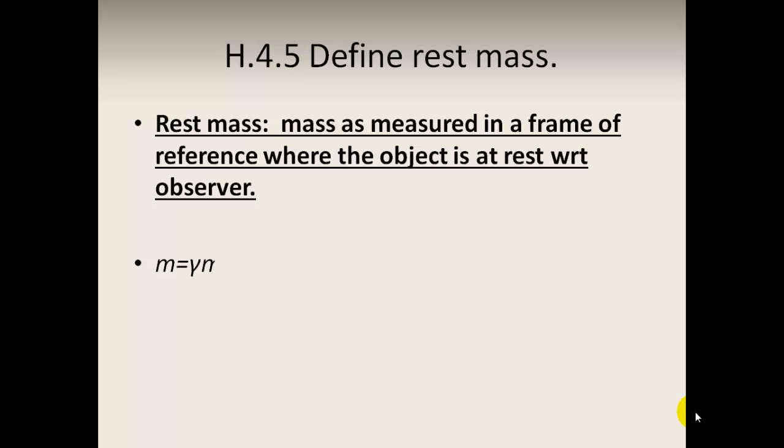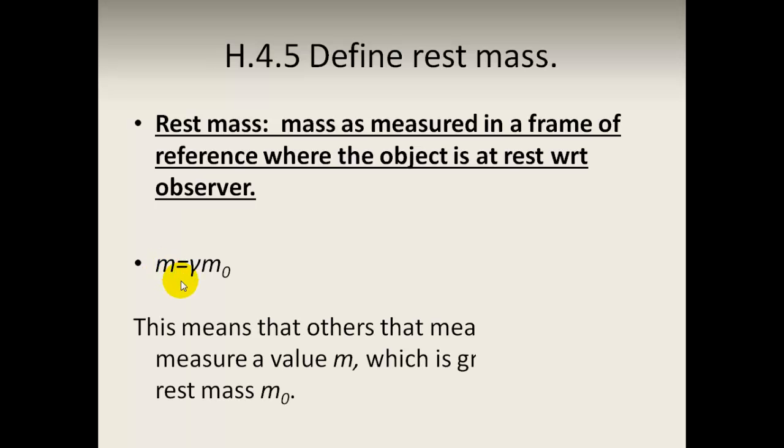So we have this equation here, the relativistic mass is equal to the rest mass times the gamma factor. So this could be 1, or it could be 2, it could be 3. So it could be that 1 kilogram, when it's moving very quickly, could actually be weighing 3 kilograms. It could have a mass of 3 kilograms. Okay, this means that observers that measure a mass which is moving will measure a value m, which is greater than its rest mass.